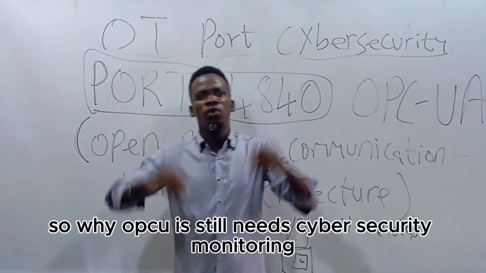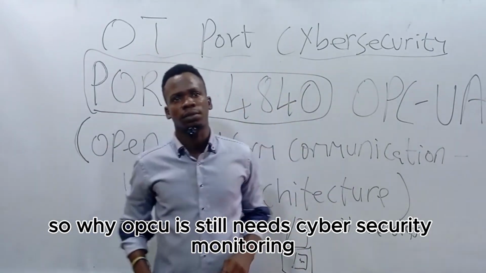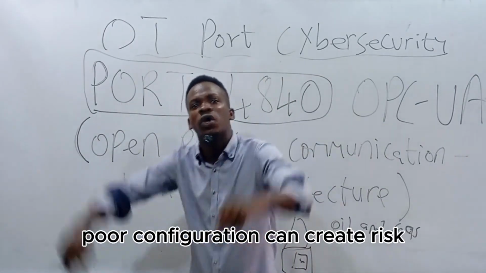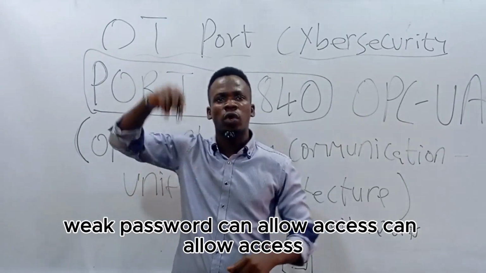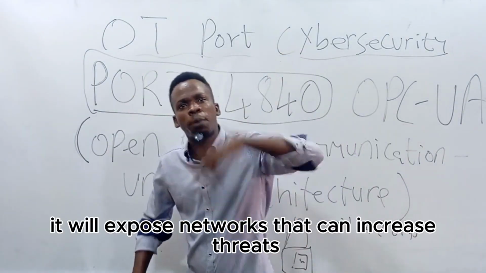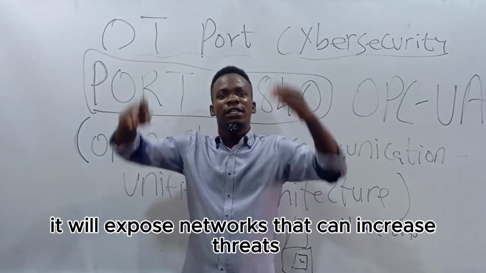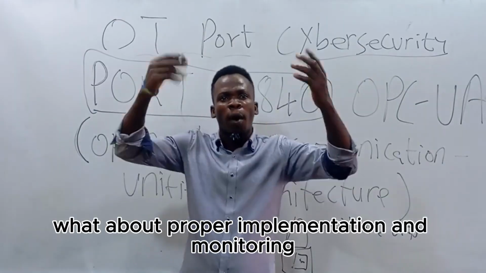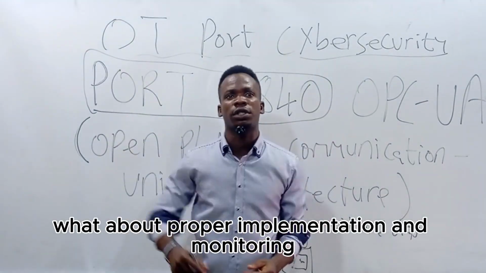So why does OPC UA still need cybersecurity monitoring? Even though OPC UA is secure by design, poor configuration can create risk. A weak password can allow access. It can expose networks and increase threats. Security is about proper implementation and monitoring.